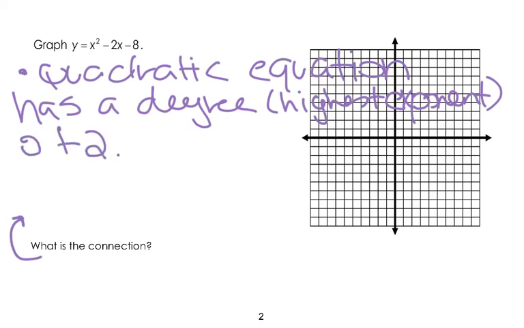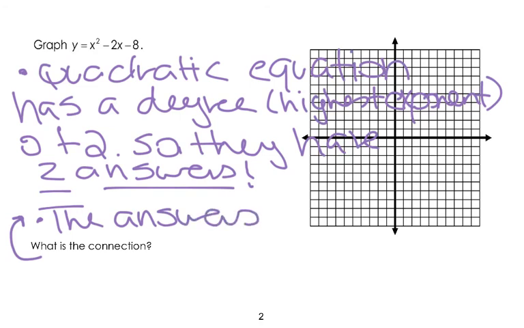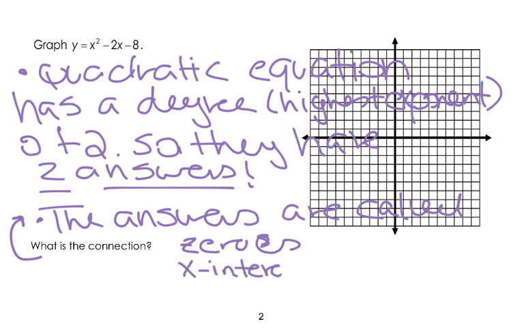So they have two answers. Okay? And we could also say that the answers are called zeros, x-intercepts, roots, and solutions.